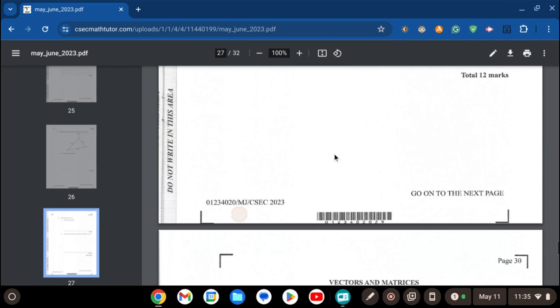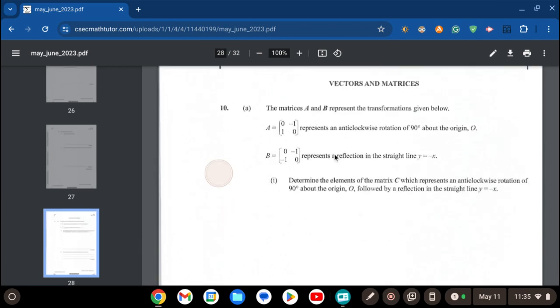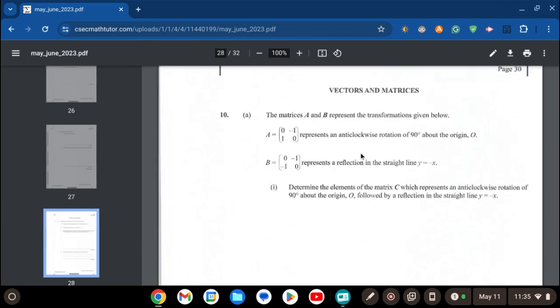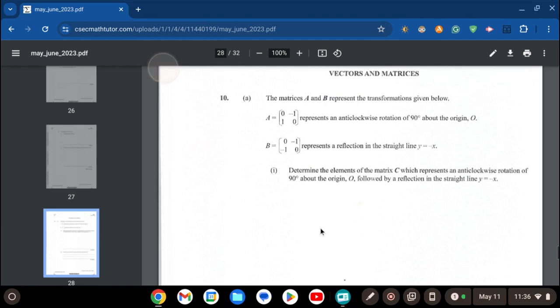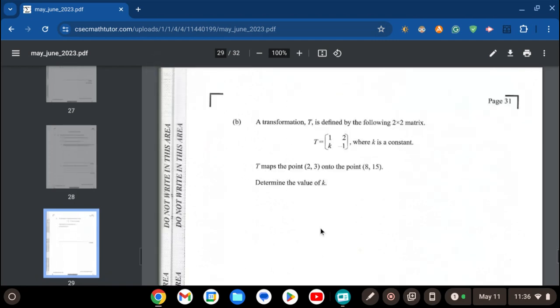And the last thing is vectors and matrices. You can get it on matrix transformations like this, right? And also you could either get it on multiplying matrices, adding matrices, subtracting matrices, equal matrices, inverse matrices, matrices with simultaneous equations. So basically prepare for that under the topic of matrices, right?